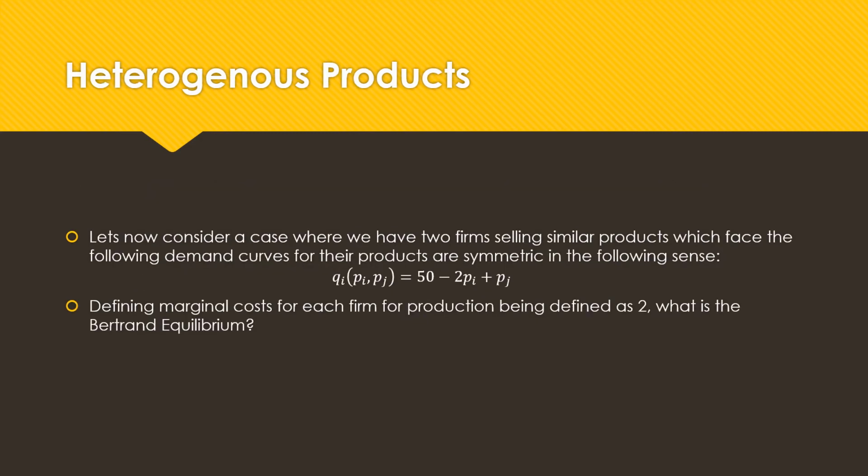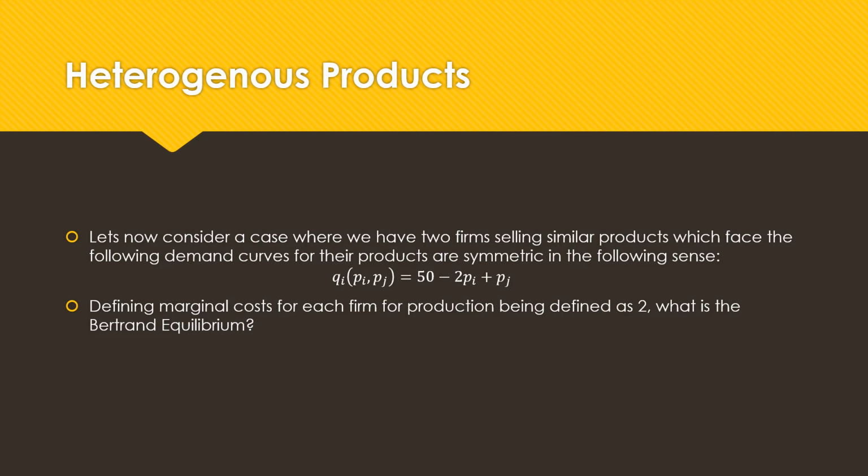So let's now consider the case where we have two firms selling a similar product, with the following demand curves, where the products are symmetric. We have two goods, good i and good j. They're differentiated. We can think of them as two different brands of sneakers. The logic from this demand equation is that charging more for your own product is going to decrease demand, but if your opponent charges a higher price for their product, that's actually going to increase demand for your own product.